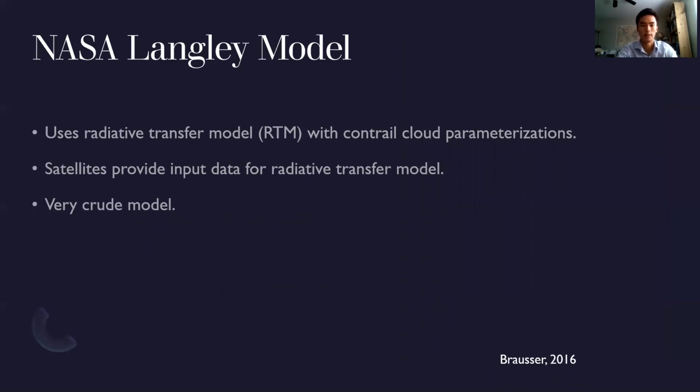The first model is the NASA-Langley model that uses an RTM with contrail cloud parameterizations. So a radiative transfer model is the method to compute radiative forcing. Each unique chemical species interacts with light in its own way. They have a unique way in how they respond to scattering, reflecting, and absorbing light. So that adds a completely new variable in the RF calculation.